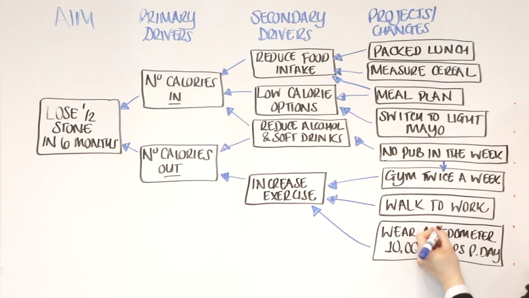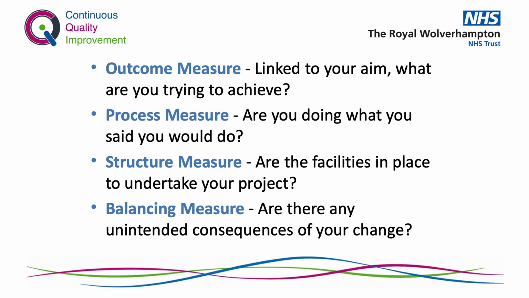Once we have drawn out our driver diagram, we can attach measures to each part to ensure the interventions we have planned are successful. The different sorts of measures we have are outcome measures, which measure the outcome of our project. These are usually linked directly to our SMART aim. Process measures: are we actually doing what we said we would do? Structure measures: do we have the equipment or environment required to undertake the intervention or change? And finally, balancing measures: are there any unintended consequences of the change we are planning?